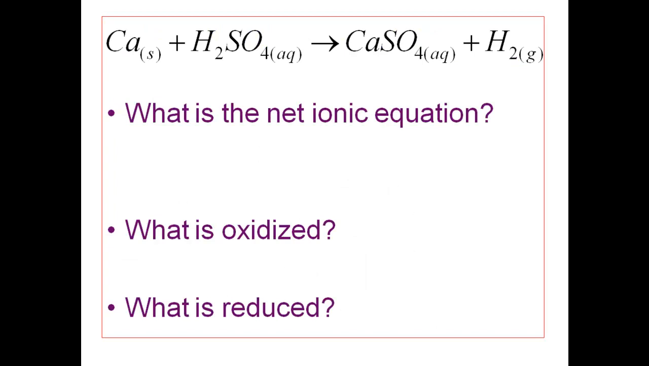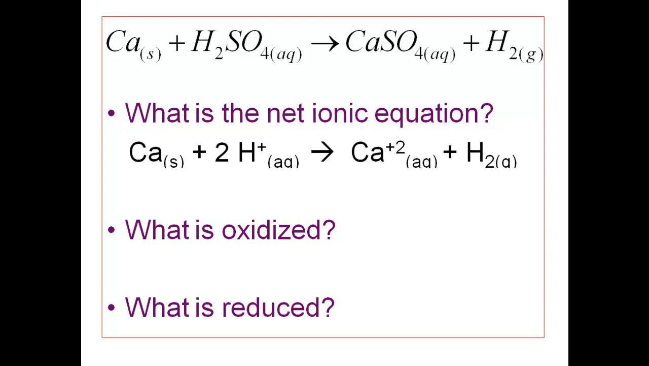Here's an example of a metal reacting with an acid. Calcium will react with sulfuric acid to produce calcium sulfate and hydrogen gas. The calcium will bond with the sulfate ion, and hydrogen will form hydrogen gas. If we were to write the net ionic equation for this, the calcium is a solid, so it will stay a solid in our net ionic equation.